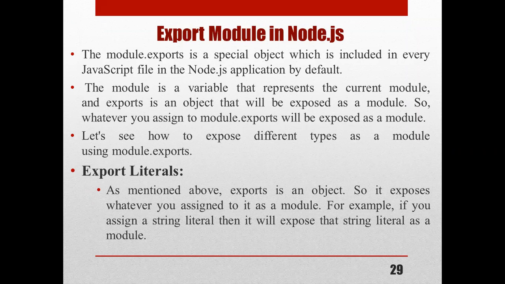So the first one is export literals. As mentioned above, exports is an object, so it exposes whatever you assign to it as a module. In the last slides we saw that module.exports is equal to log. That log is a variable which includes several functions, and it acts as a module here because it is assigned to module.exports.